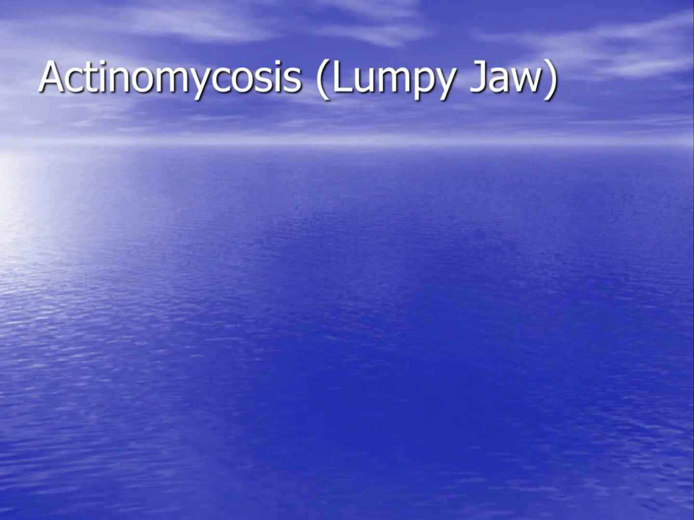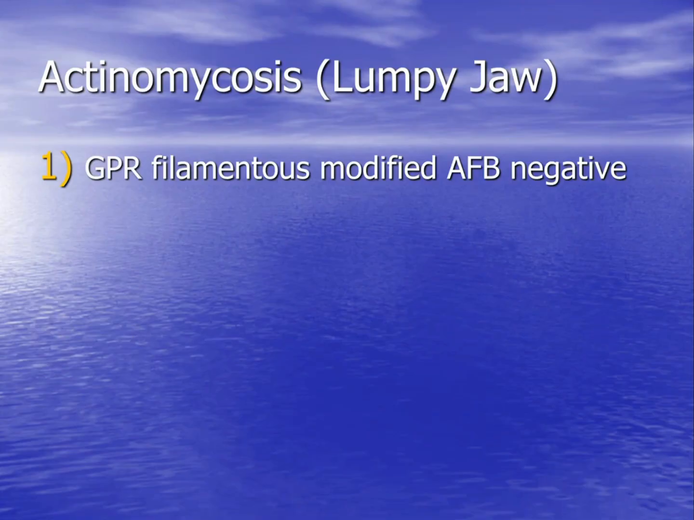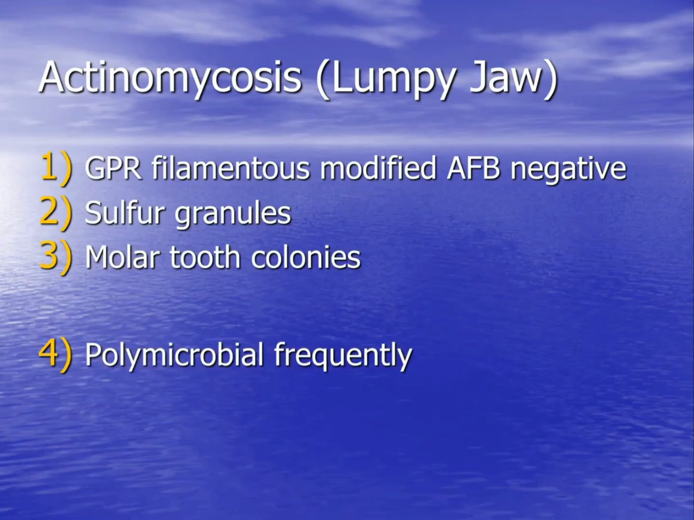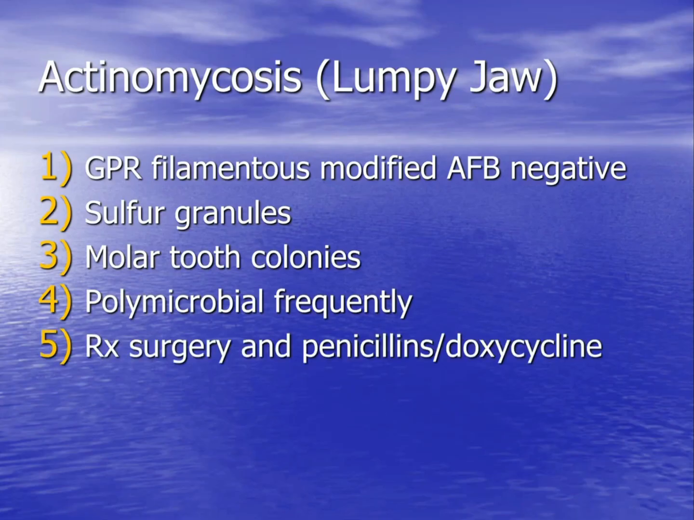If you grow actino on a blood agar, you might see these white colonies that actually look like a molar tooth. So, this is the summary of this actino of the jaw: the sulfur granules, the molar tooth, polymicrobial infection. You can use the amoxicillin and occasionally doxycycline.